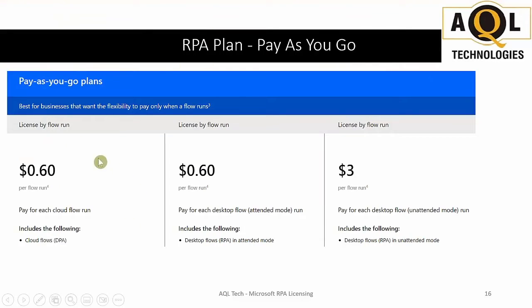So the first plan, which is a 60-cent plan, does not include RPA, but the second plan, which is also 60 cents per flow run, includes the attended RPA. But if you want to run an unattended RPA, then it's going to be the third plan, which is $3 per flow per run. If you want to know the difference between attended and unattended RPA, please go back and watch my original RPA licensing video. I covered the difference between attended and unattended plans in pretty good detail.